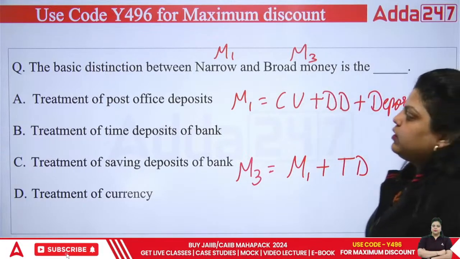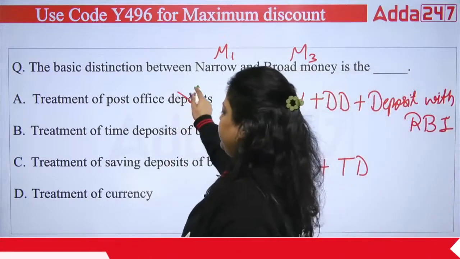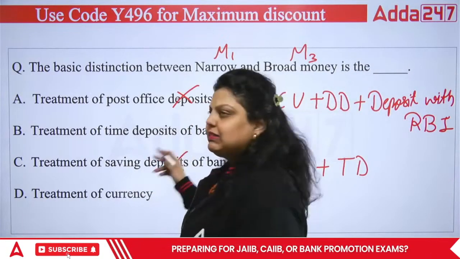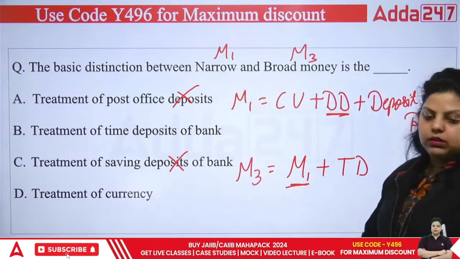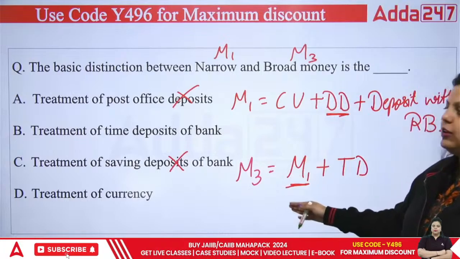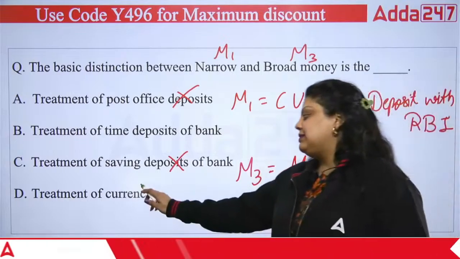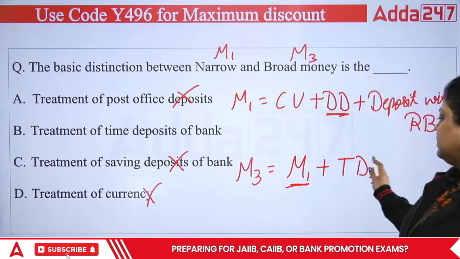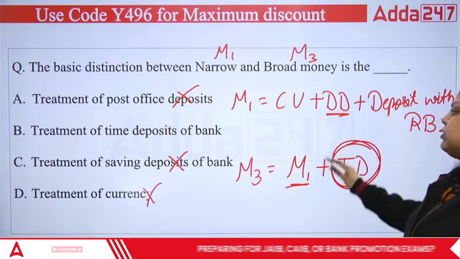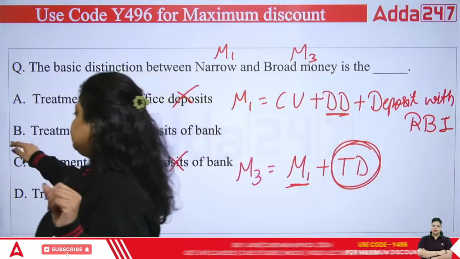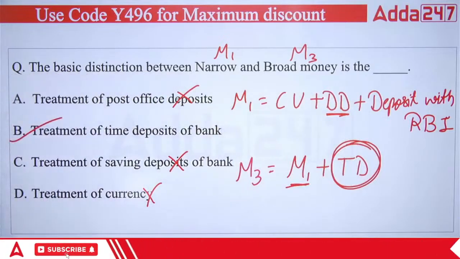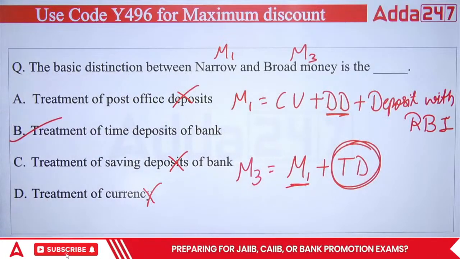First is saying treatment of post office deposit. No. Treatment of savings deposit. No. Savings deposits are in both because the demand deposit is available in the M1. So demand deposit is here and here as well. Treatment of currency. No, it is available in both. But the term deposit, or you can call it a time deposit, it is not available in M1. It is available in M3. So the right answer will be B, the treatment of time deposit of bank.